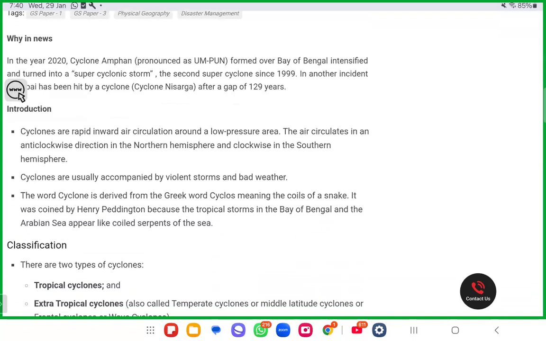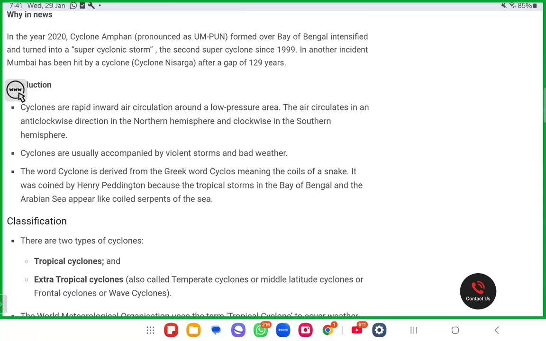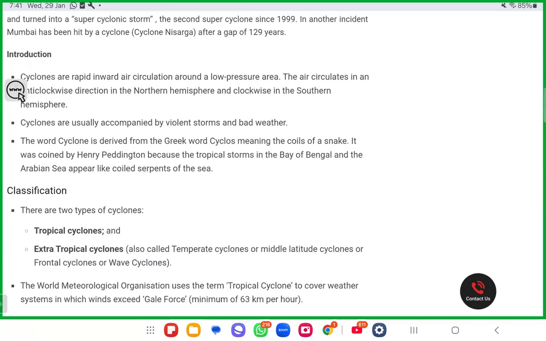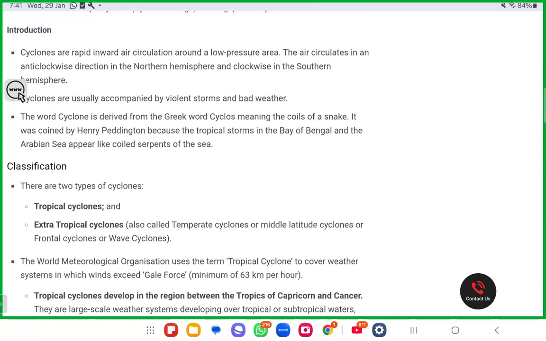Now, introduction. Cyclones are rapid inward air circulation around a low pressure area. The air circulates in an anti-clockwise direction in the northern hemisphere and clockwise in the southern hemisphere. Cyclones are usually accompanied by violent storms and bad weather. The word cyclone is derived from the Greek word cyclos, meaning the coils of a snake. It was coined by Henry Piddington because of the tropical storm. Not necessary.